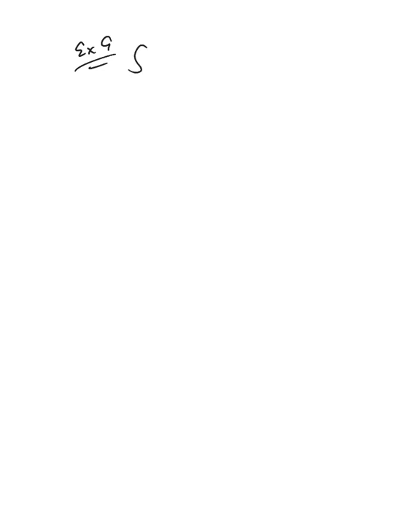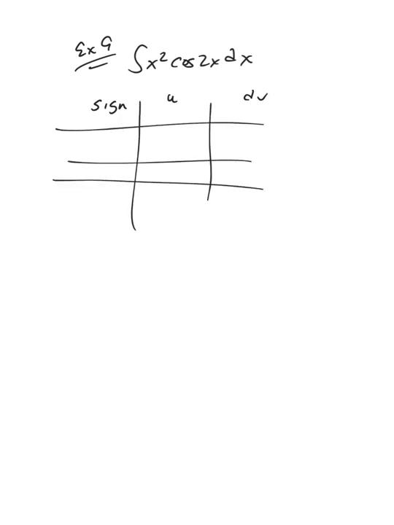So I have the integral of x squared cos 2x dx. I'm going to use the tabular method. I'm going to start with my sign, then my u and my dv. So I start off, u is x squared, that's 2x, that's 2, that's 0, stop.